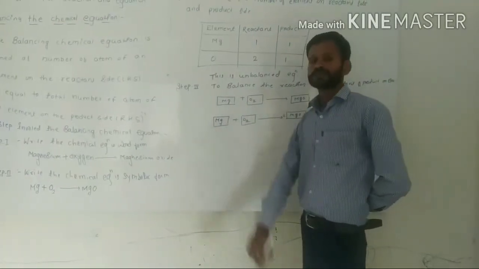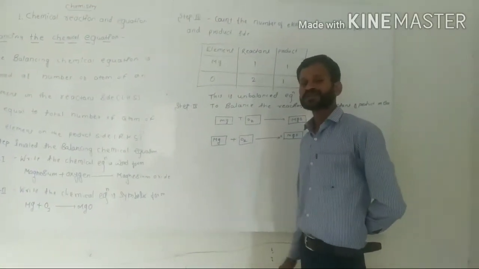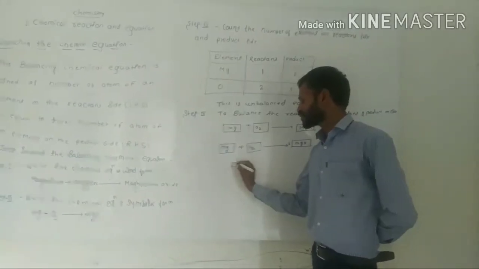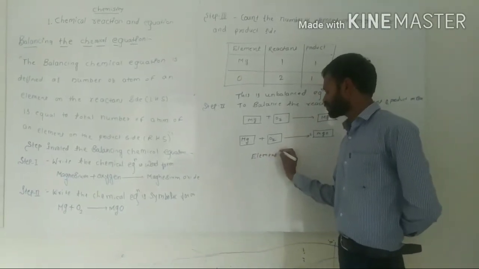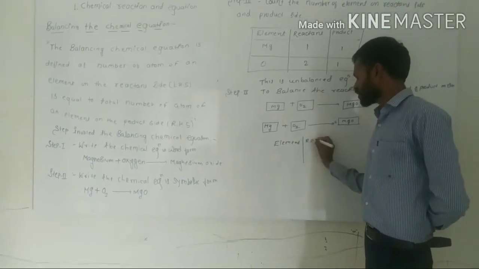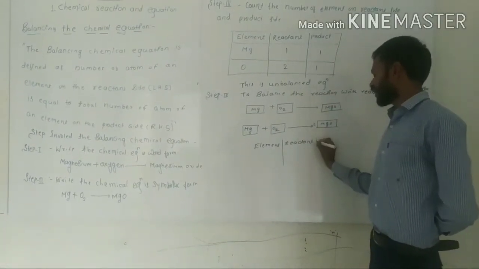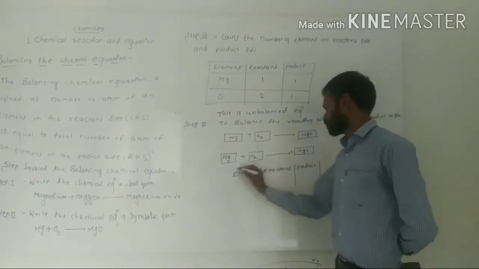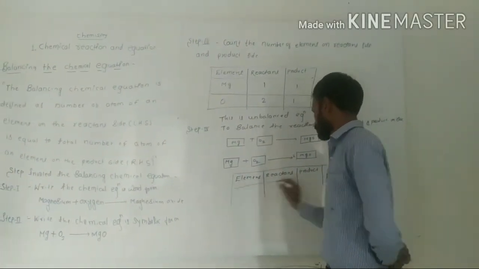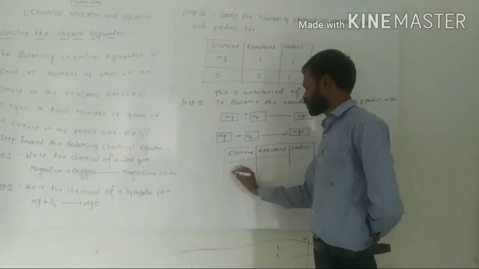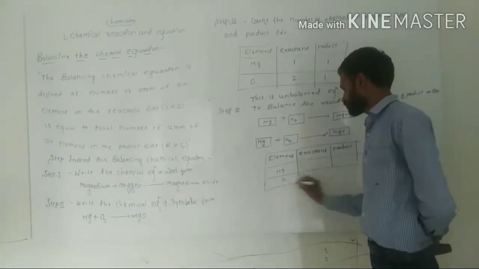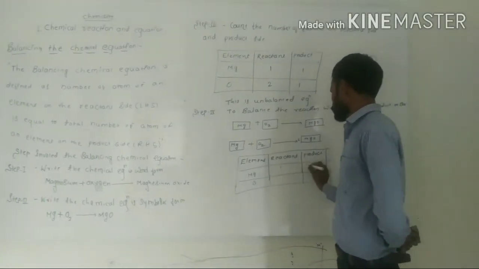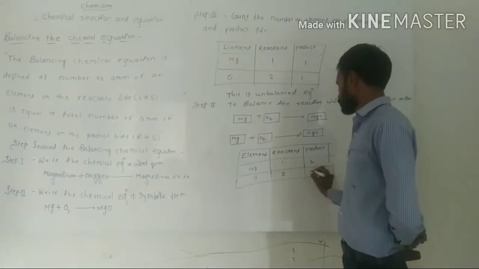So now again count the number of elements present on the reactant side as well as on the product side, in the same box. Element, reactant side, as well as product side. Here magnesium atom, second one oxygen atom. Magnesium, if you observe, one magnesium atom on the reactant side, here 2; oxygen 2, 2.